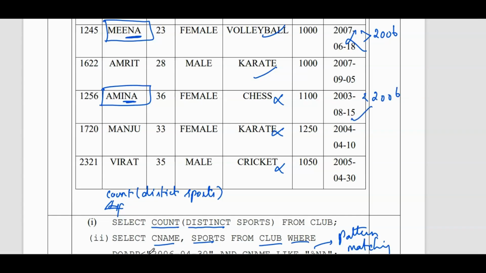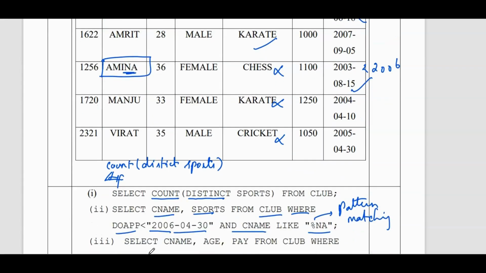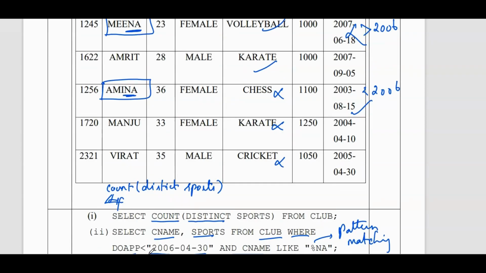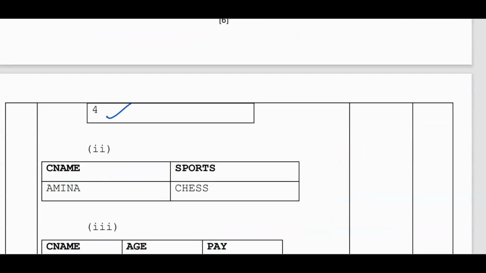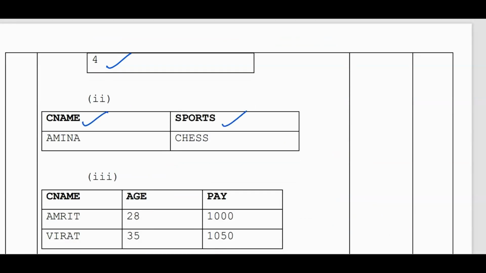Okay. So for this Amina, you should specify the CNAME and sports. What is the CNAME? It is Amina. And the sports name, Amina, which is chess. So what is the column name? The column names are CNAME and sports. Under CNAME, we have Amina, ending with NA, satisfying the second condition of less than 2006. Then in the sports column, she is under chess. So this is your answer. You should write like this in the tabular format.